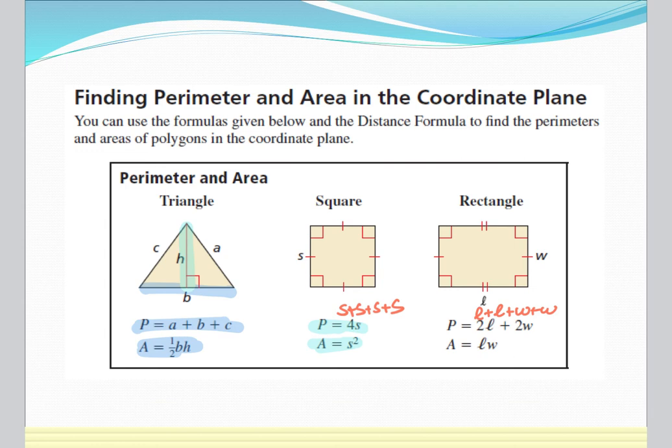Questions on those formulas? Isn't the square also length times width? Yeah, but they would be the same. The length and the width would be the same.